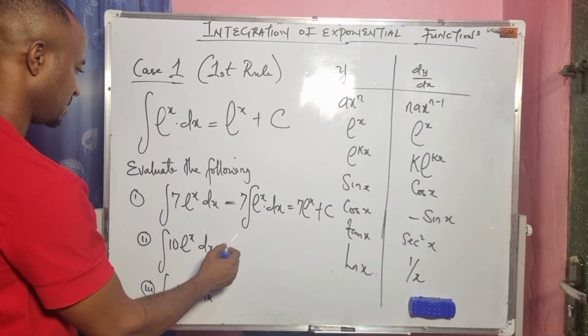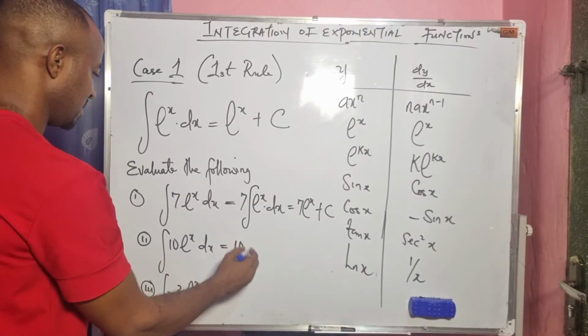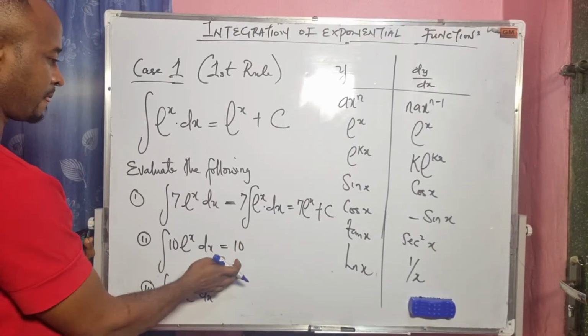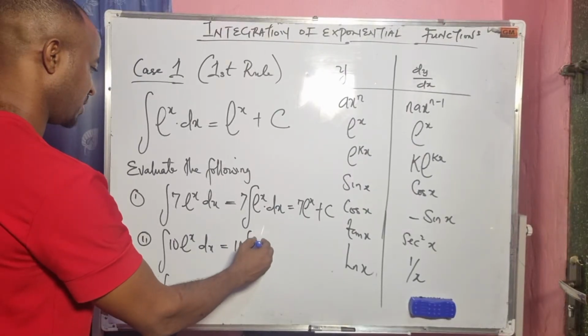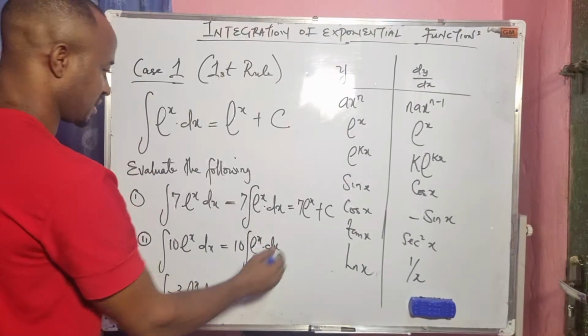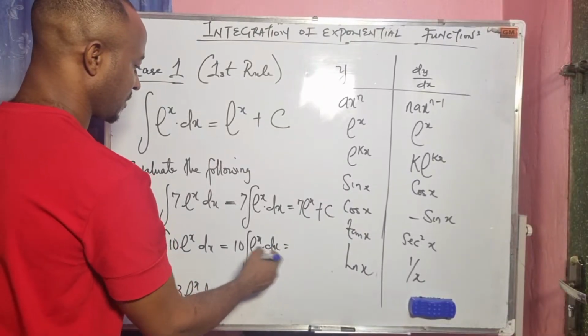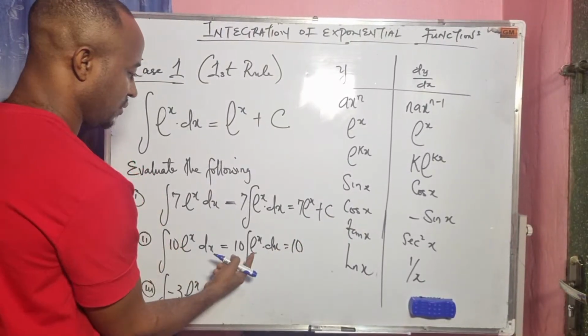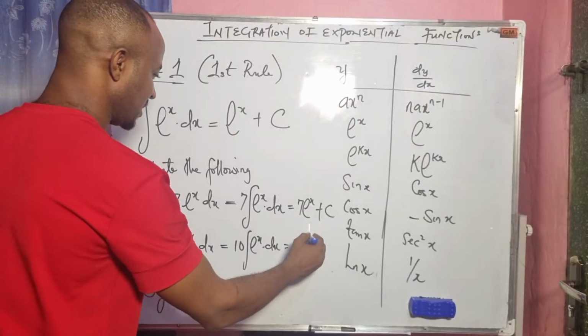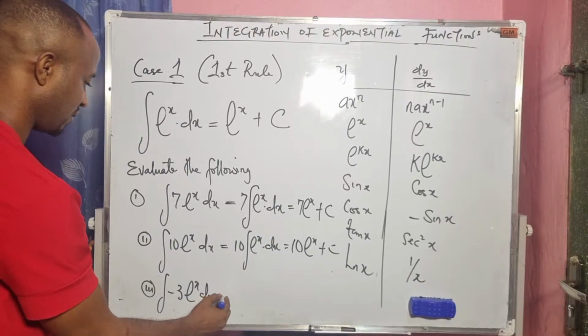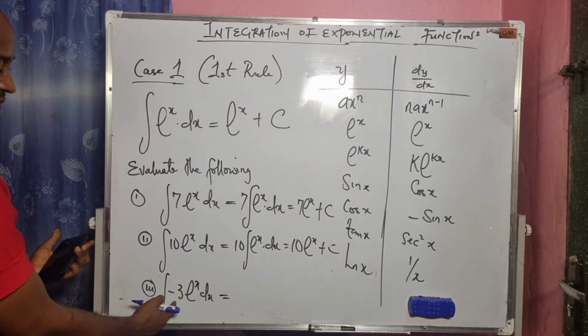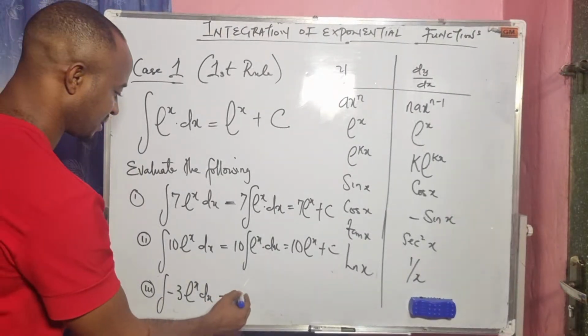So for this, I will also factor out this 10. We have here 10 integral of exponential x dx. This becomes 10, okay? Integrating exponential x will give us exponential x, then plus c. This other one, here we have a constant term, which is minus 3.